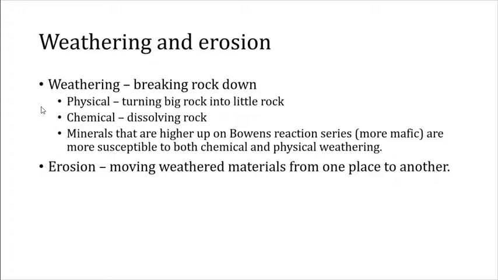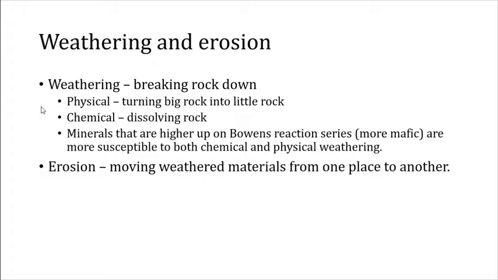And then the other thing to keep in mind, because remember from igneous rocks, we talked about Bowen's reaction series, and I said this is something that geologists come back to over and over again. And sure enough, when we think about weathering, minerals that are more mafic are higher up on Bowen's reaction series. That would be olivine, pyroxene, calcium-rich plagioclase feldspar, things like that. Those tend to be way more susceptible to both chemical and physical weathering, whereas things like quartz or the feldspars or the sodium plagioclase are more durable. They're less susceptible to chemical and physical weathering.